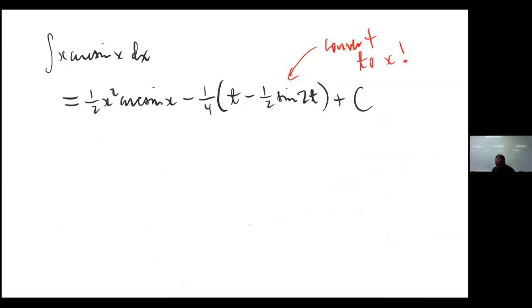So let's remember that. The square root of 1 minus x squared, that by design was cosine of t. And what was x? Sine of t. But I do not have sine of t. I have sine of 2t. What do we do? Double angle. Sine of 2t.